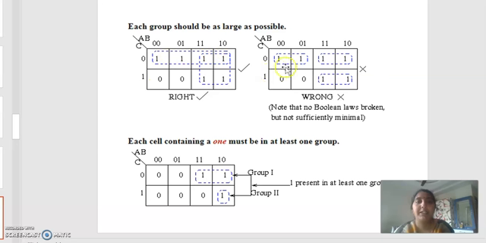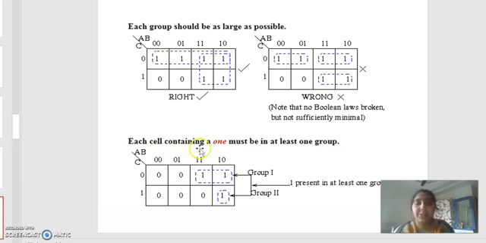If we consider the same example, we should not group 2 ones together. As I already told, first we have to check for 8 ones, next 4 ones, next 2 ones, then single ones. So first we should check whether a group of 4 ones is possible or not. Only after that should we go for a pair of ones. So this is the right option and this is the wrong option.